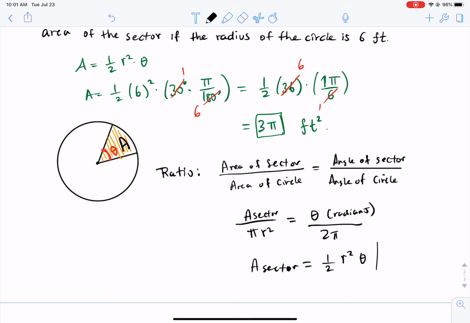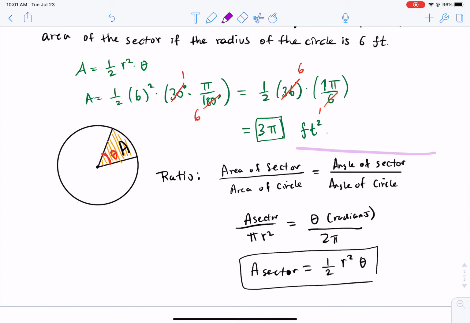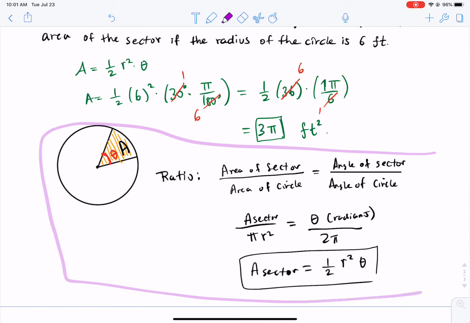So this is the formula. Let me just box this. This is how we got the formula for that.